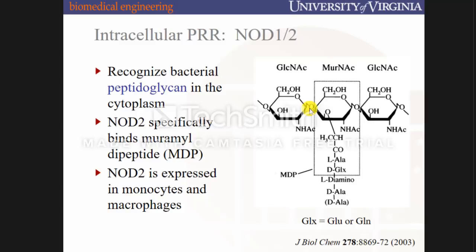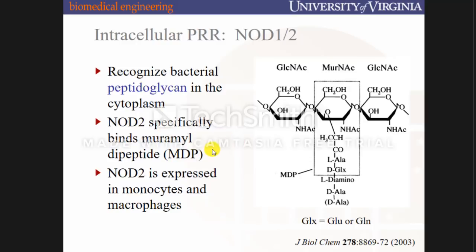And as you can see, around it you have N-acetylglucosamine on either side, and you have this N-acetylmuramic acid with two peptides down the chain of it. And so NOD2 will specifically bind to muramyl dipeptide. So this N-acetylmuramic acid with two peptides on it is muramyl dipeptide, and that's what NOD2 recognizes.